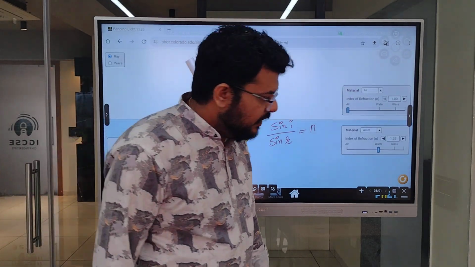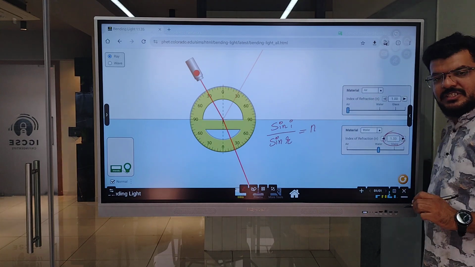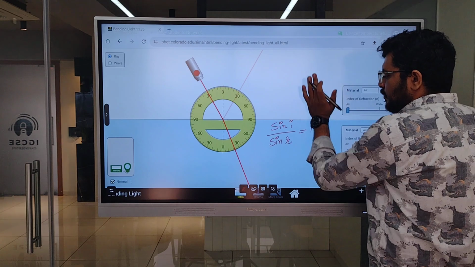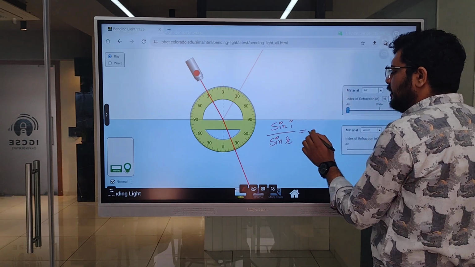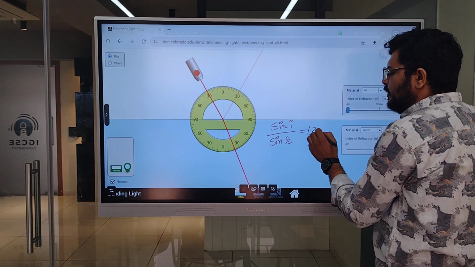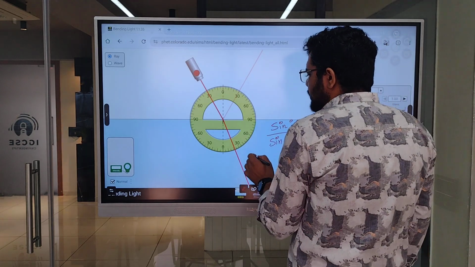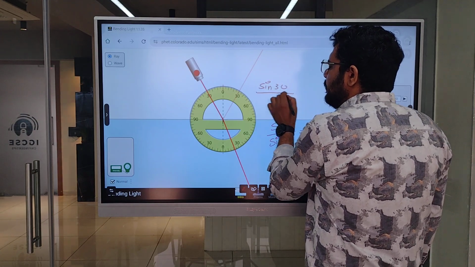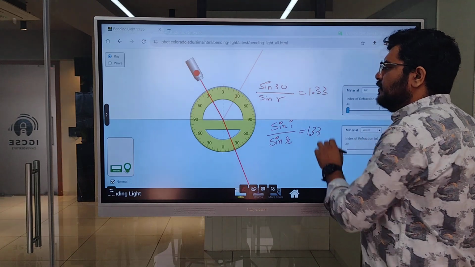So let's suppose this diagram is telling me that the value of n is 1.33. Okay. So let's write it over, 1.33, correct? Not 33, 1.33. Okay. What is the angle of incidence? The angle of incidence is 30, so sine 30 upon the sine of R should be equal to 1.33.